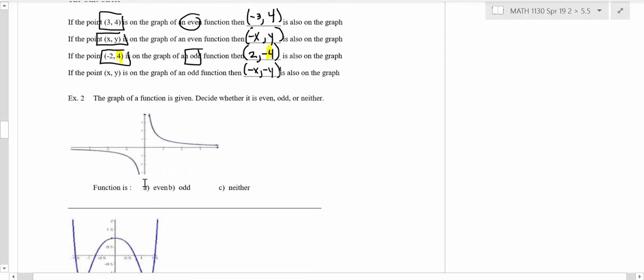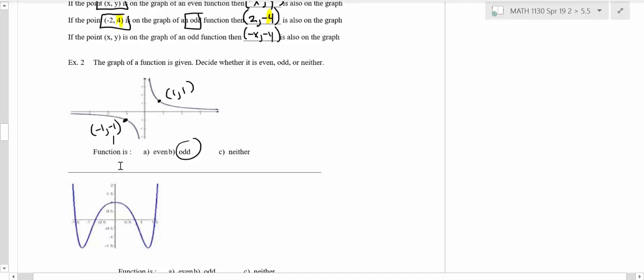What kind of function do you think this one is? Example 2, even, odd, or neither? It's symmetrical about the origin, so that means that's an odd function. You can write this point down if you want to: that's the point (1, 1). Notice there's a point (-1, -1). That's what you expect to have in an odd function.